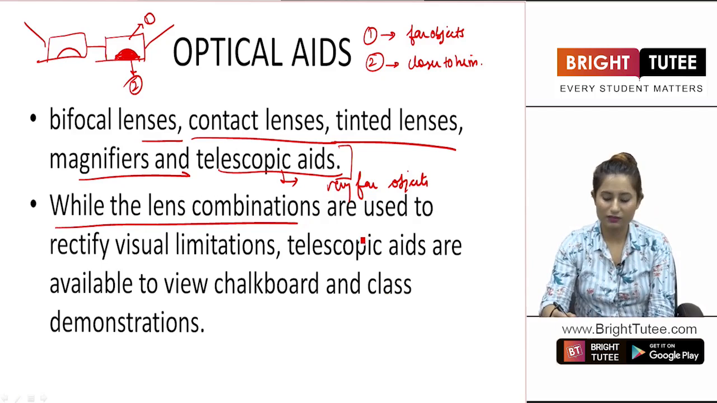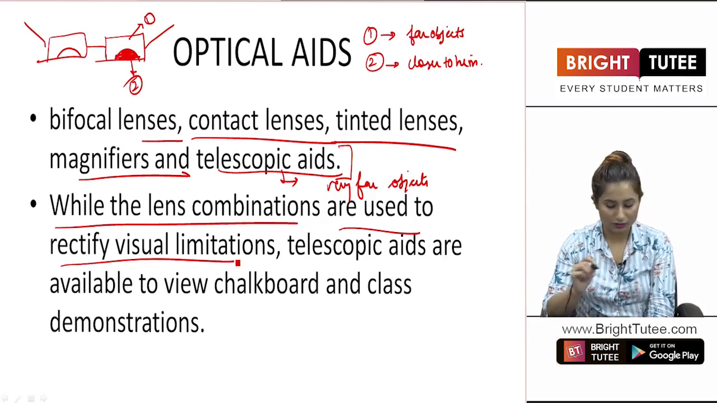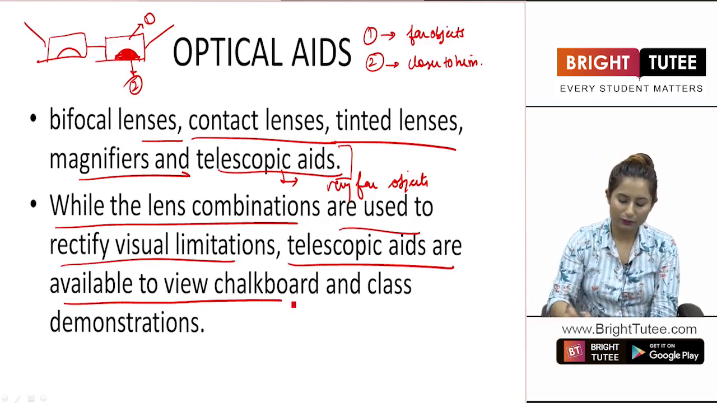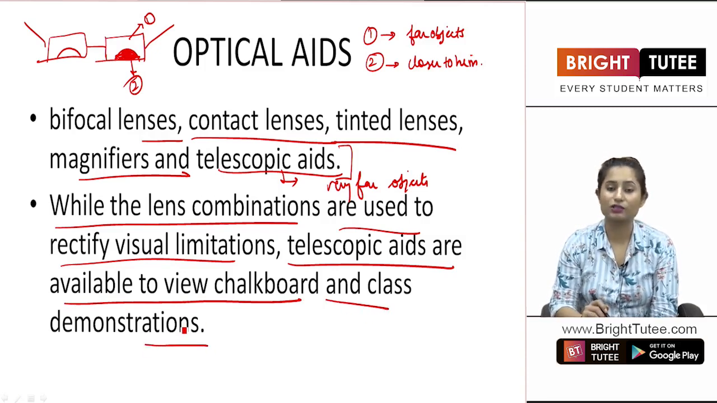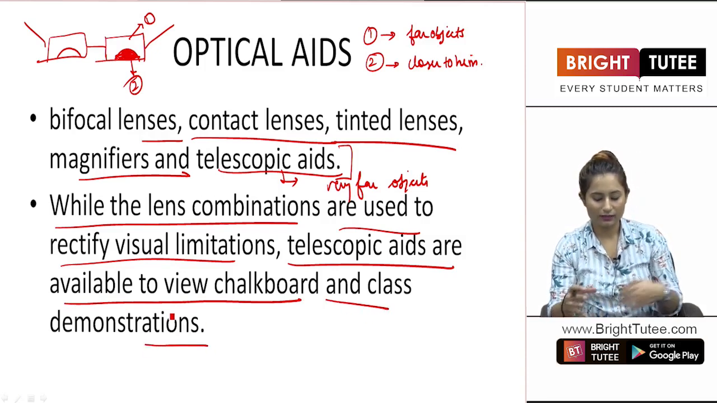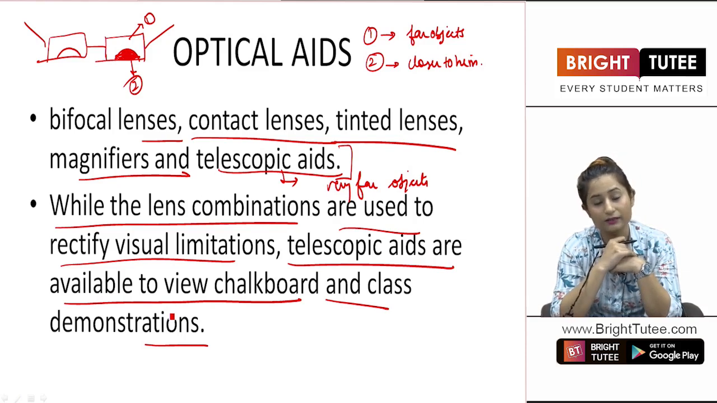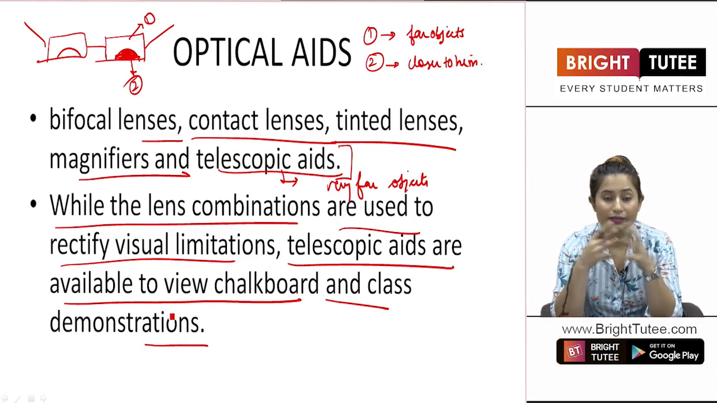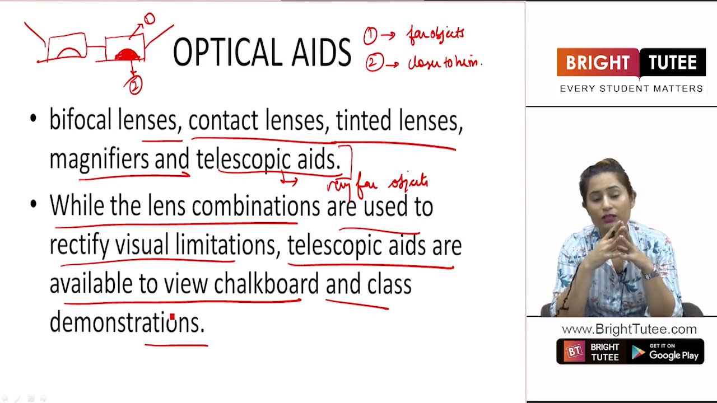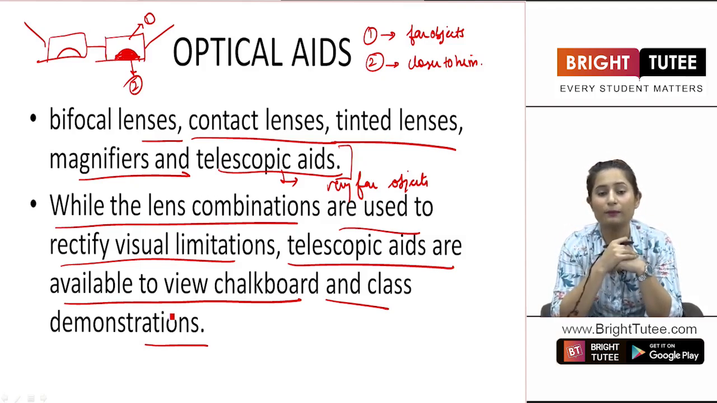Then while the lens combinations are used to rectify visual limitations, telescopic aids are available to view chalkboard and class demonstrations, right? So these are some optical aids that we use to correct the issue in our eye, and it helps our eye in a very good way. Both non-optical aids and optical aids are used very intensively because we have a lot of people with eye impairment nowadays, and lenses are the most commonly seen application of optical aids, right?